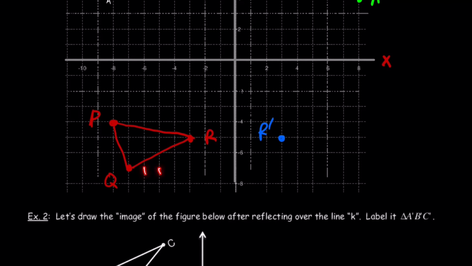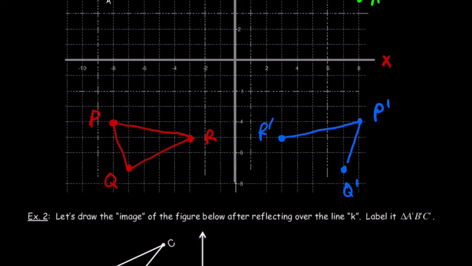Q would go 1, 2, 3, 4, 5, 6, 7. End up being over here. That'd be Q prime. And then P, 1, 2, 3, 4, 5, 6, 7, 8. Way over there at the end. P prime. And then sketch in the triangle.